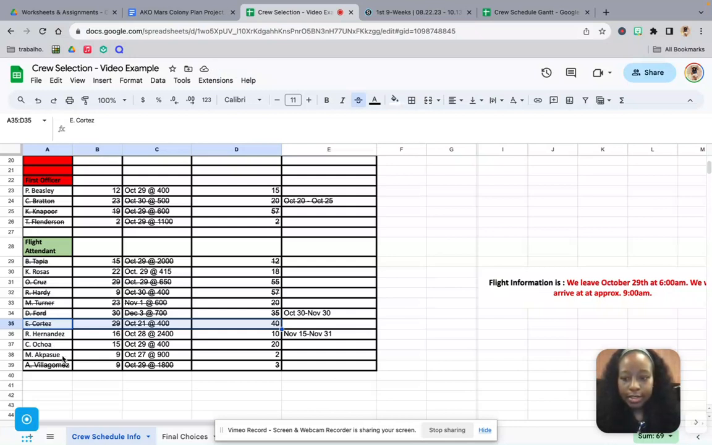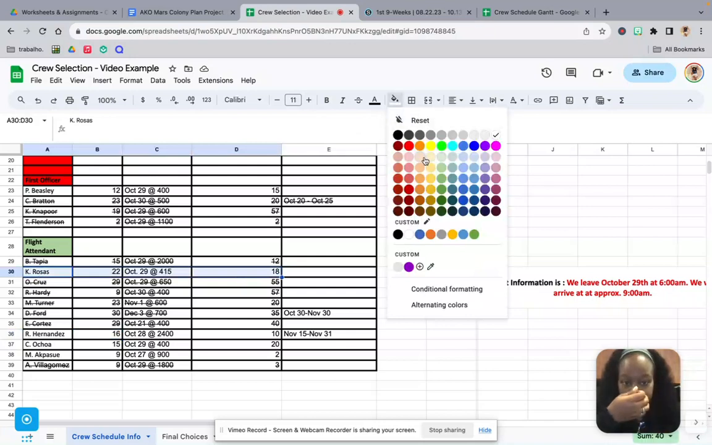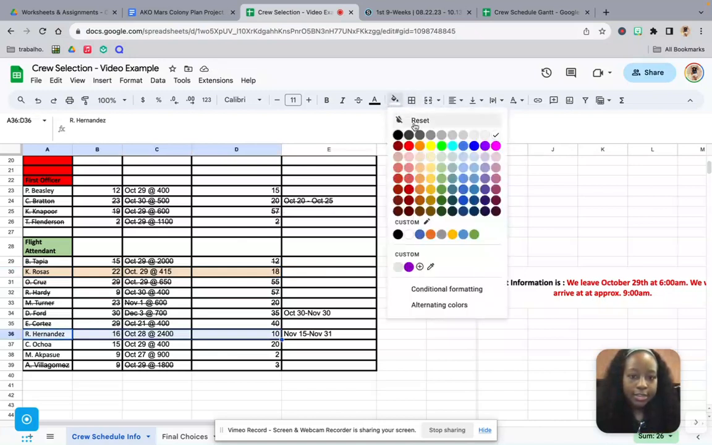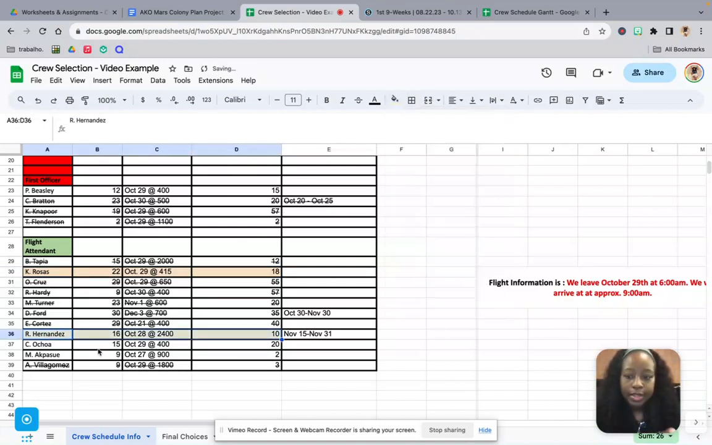So let's look at, I guess, seniority, who's just been there the longest. So Rosas has been there for 22 years. Hernandez has been there 16 years. Ochoa has been there 15 years. So you can pretty much pick, I'll highlight these ones. So we could pick Rosas. Technically, we could pick Hernandez because he's at 16 years, right? And he's available the night before.